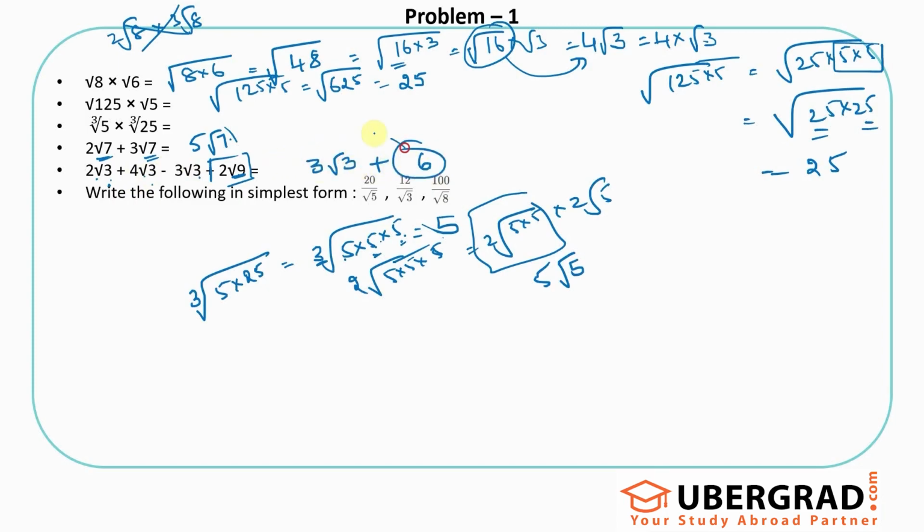This 6 is coming from this. And 2 plus 4 is 6 root 3 minus 3 root 3. And then 6 minus 3 is 3 root 3. That is what I am writing here. So that's what it is.